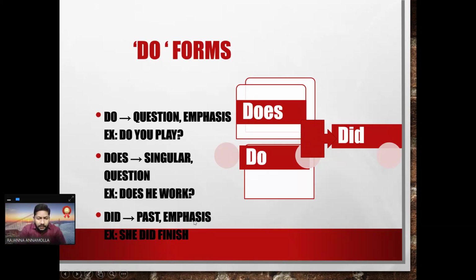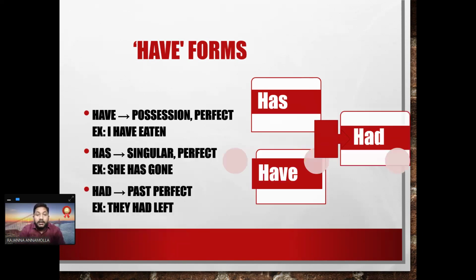Did is past: did she walk, or did she finish? Did she go? Like that. So these three are do forms. Here we are mainly focusing on be forms and do forms, of the 24 helping verbs that exist in four forms. So the second one, the do form, is over. Let's move to the third one, that is the have form.